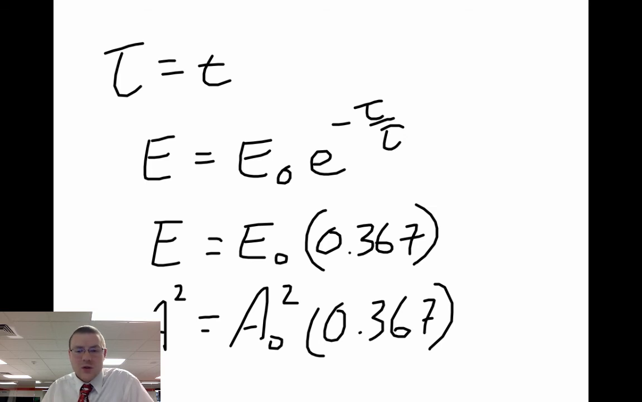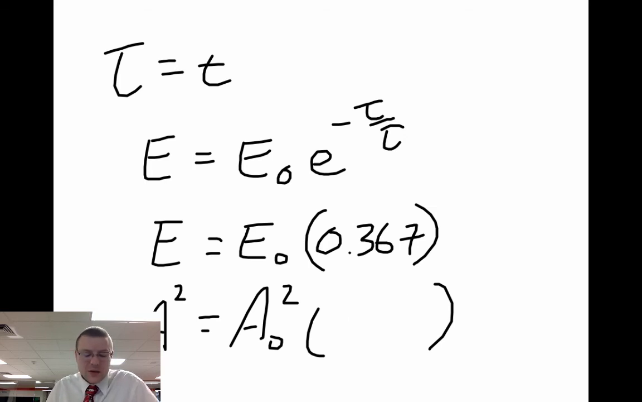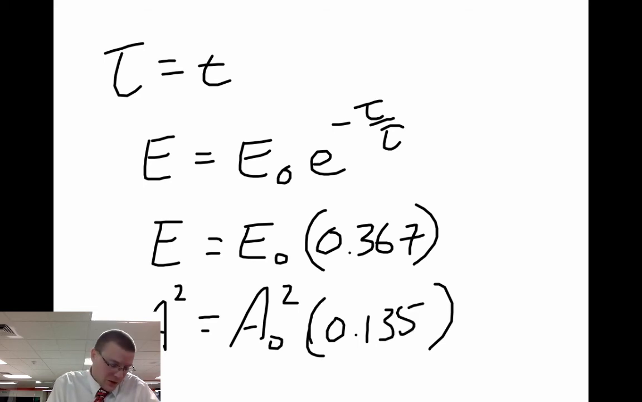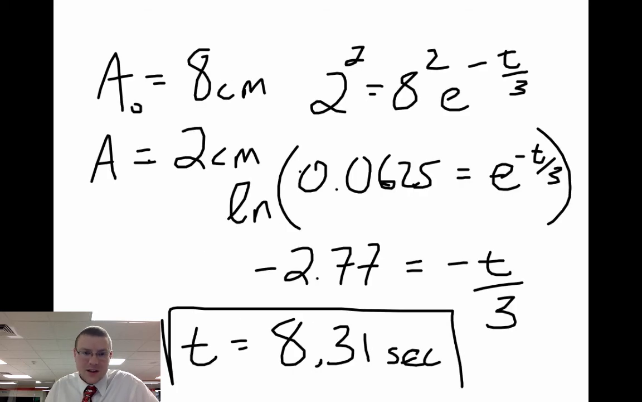So if I put 2 in for my time constant, so if t equals 2 taus, it comes out to about 13% of my original amplitude. So I'm going to multiply that by my original amplitude squared, square root, which gets me to 2.94 centimeters after 6 seconds. And you can see here, to get to 2 centimeters, it's going to take almost a 1/3 time constant for that amplitude to die off.